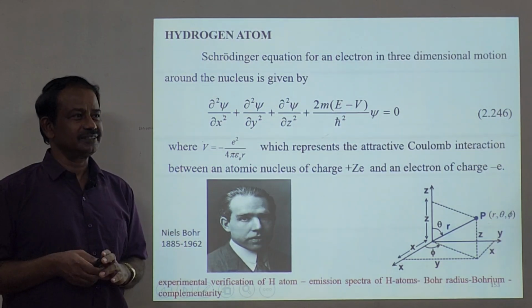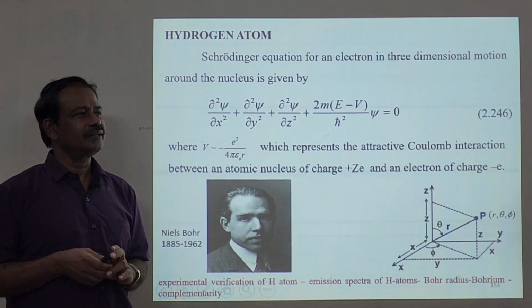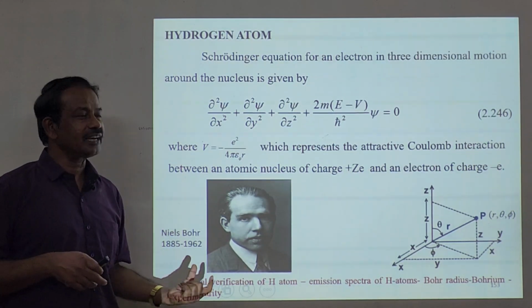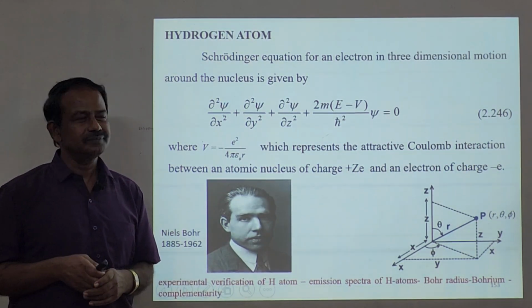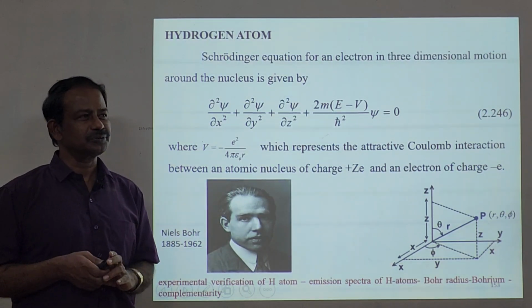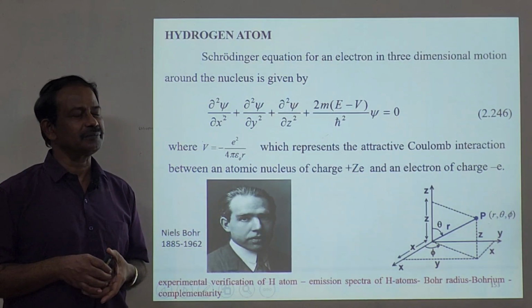In 1922 he got the Nobel Prize for the development of the structure of the atoms as well as for the hydrogen atom, which we are going to see. So hydrogen spectra was first displayed by Niels Bohr. So he became very, very famous.